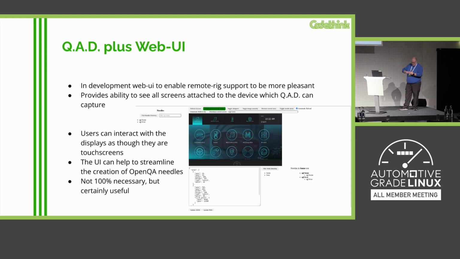Is that the? Yes, it is. So you can see here the current screen on the rig. So you can take a screenshot, you can then configure a needle, and you can save it into your needle set. And the concept here is that you save that needle into a Git repository. The server also has that Git repository checked out, so it can retrieve the needles, and thus you can get through that whole process a lot more quickly.